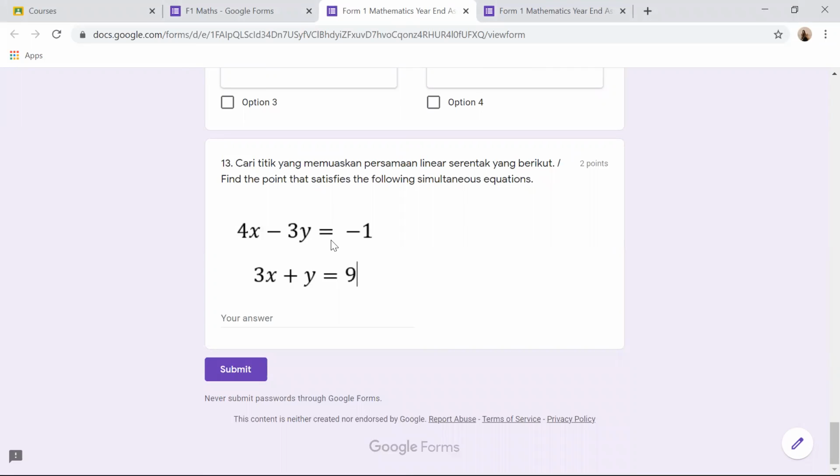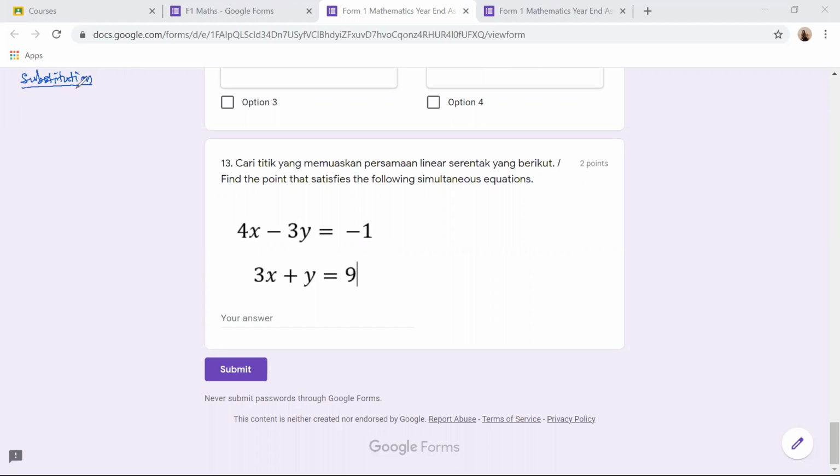Okay, now for the last one, this is a simultaneous equation. You can either use the elimination method or substitution method, both acceptable. Now I will show you 2. Give me 5 minutes. Okay, we have a substitution method here.